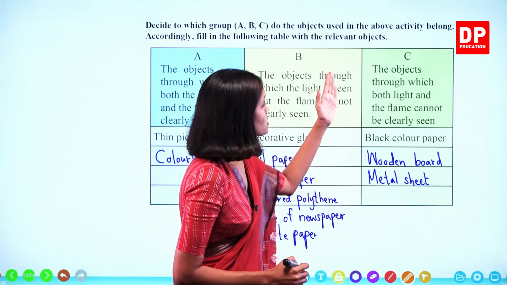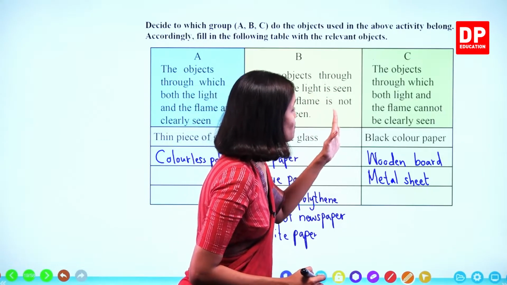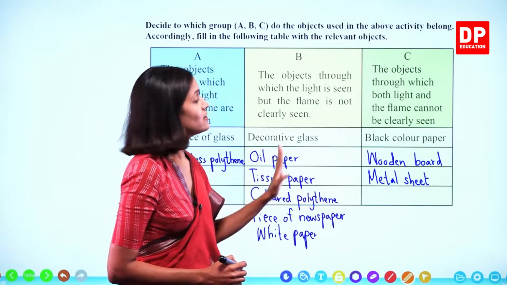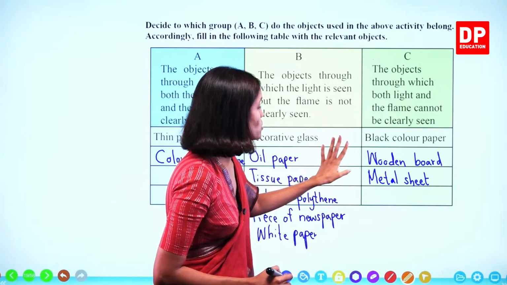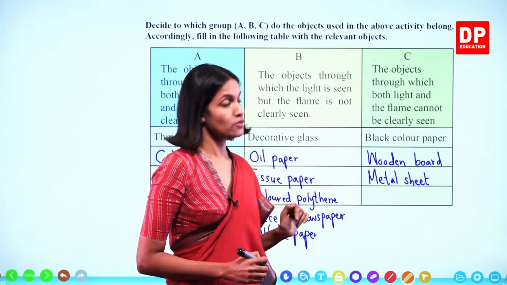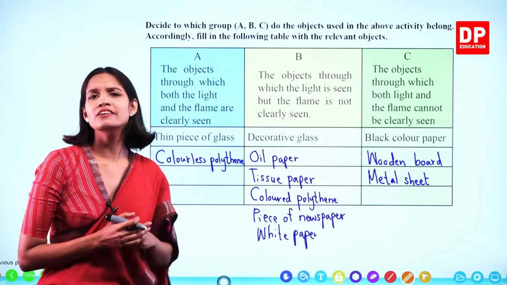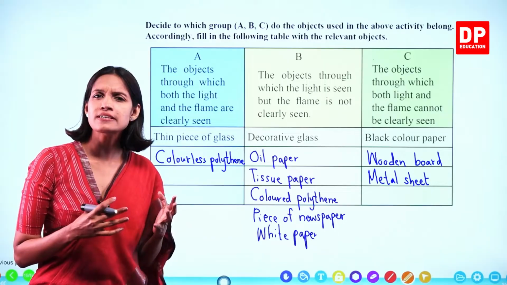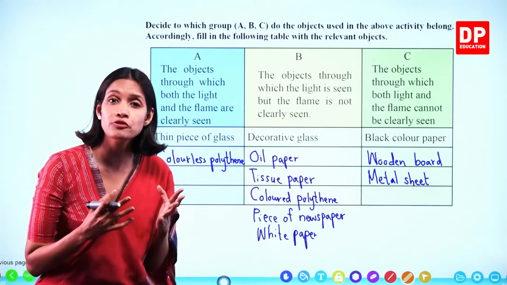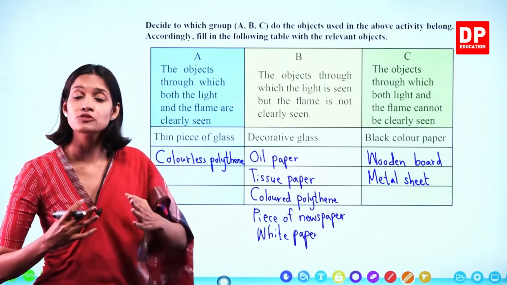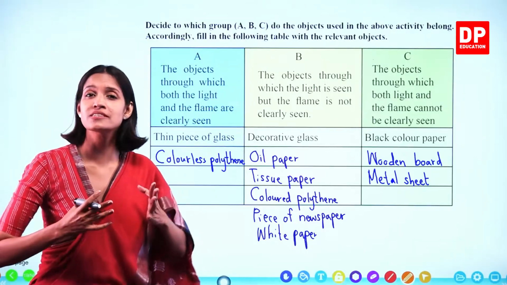Then see, the objects through which both light and the flame cannot be clearly seen. Black color paper, wooden board, metal sheet. Okay, so here in this experiment we used only the solid materials. What about the liquids and gases? Now when we consider liquids and gases, we have to check whether light travels through these liquids and gases also in the same way.